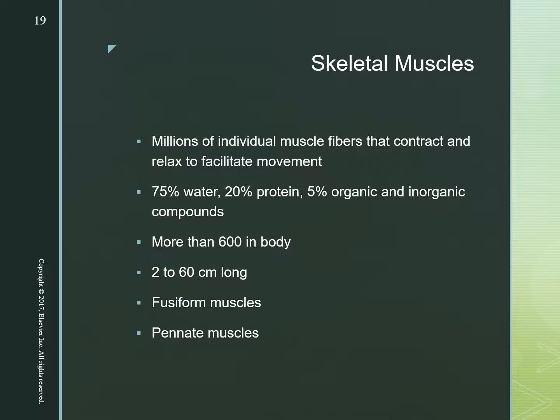Fusiform muscles are elongated muscles shaped like straps. Pennate muscles are broad, flat, and slightly fan-shaped muscles.